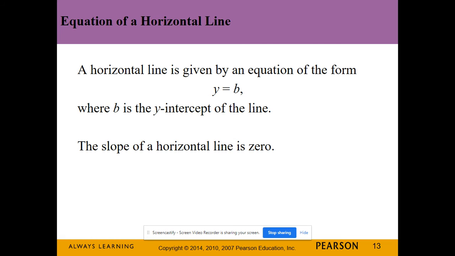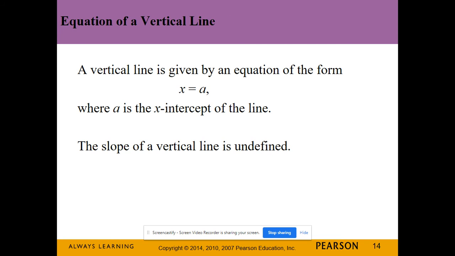Let's talk about horizontal lines now. So we're just, again, running through the list of objectives we had. A horizontal line is given by the equation y equals b. B is a number, specifically the y-intercept of the line. And the slope is 0 for that horizontal line. For a vertical line, it's going to be x equals a number. In this case, that number will also be the x-intercept. The slope is undefined because it is vertical.